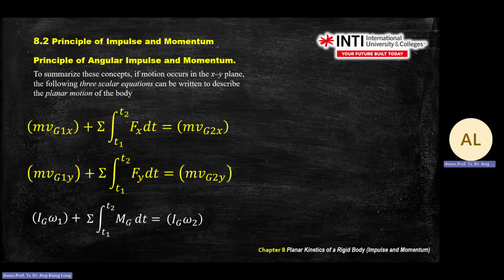When the question asks you on principle of angular impulse and momentum or linear impulse and momentum, sometimes we just take away the word angular. Principle of impulse and momentum means two things: it means linear and angular. So there are two sets of equations. The yellow color is the linear impulse and momentum. The white color is angular impulse and momentum. So this slide is the most important slide in chapter 8. This will be the highlight.